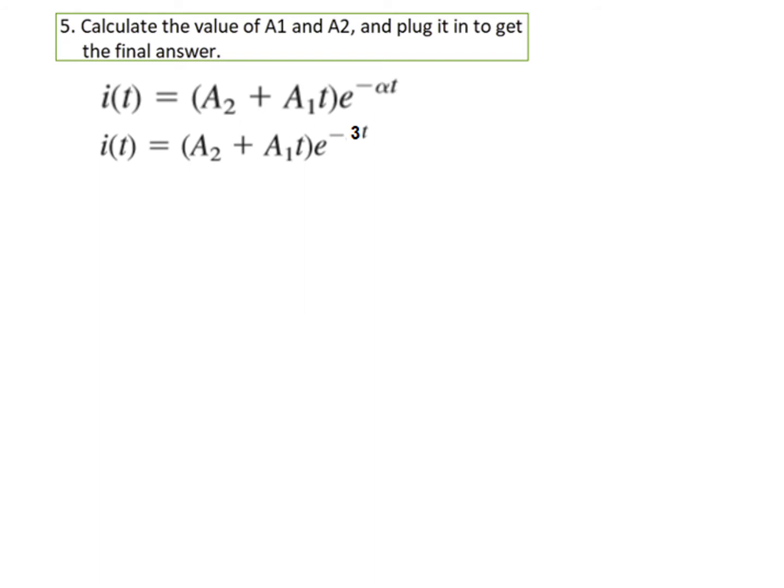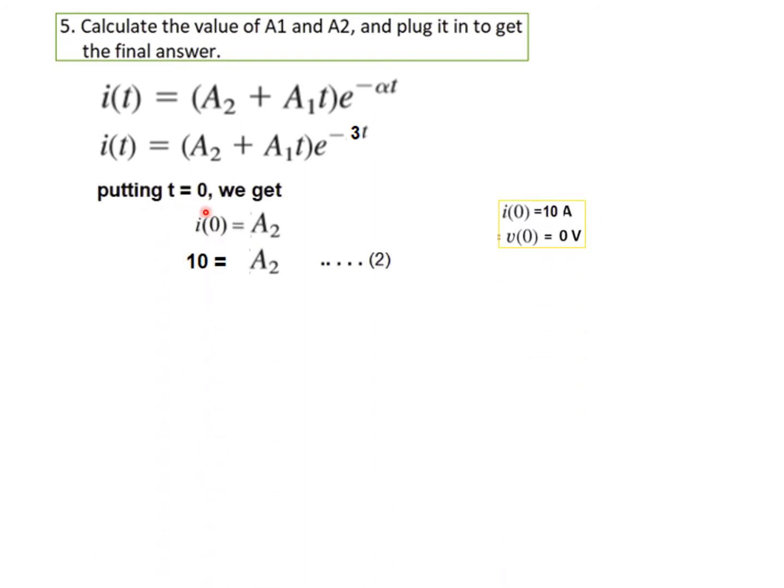And now we'll find A2 and A1 by putting t equal to 0 and then also differentiating. So let's first put t equal to 0. Putting t equal to 0, this is I0. I0 is equal to A2. I0 we have already found to be 10 ampere, so we put that 10 ampere here. So A2 is 10.